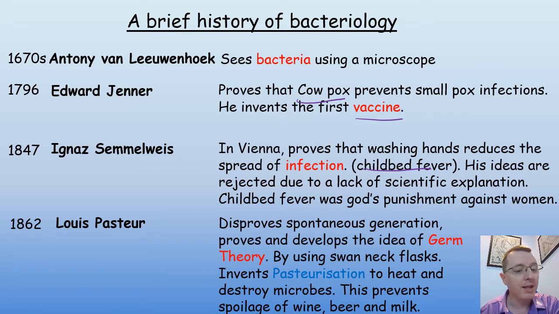Then later on, in 1862, Louis Pasteur disproves the spontaneous generation of bacteria, and he proves and develops the idea of germ theory. He does this by using swan neck flasks. At the same time, he invents something called pasteurization to heat and destroy microbes, and this prevents the spoilage of beers, wines and milks. Indeed, pasteurization is still used today to prevent milk from going off so that we can keep it for much longer than you would be able to with just fresh milk straight from the cow.